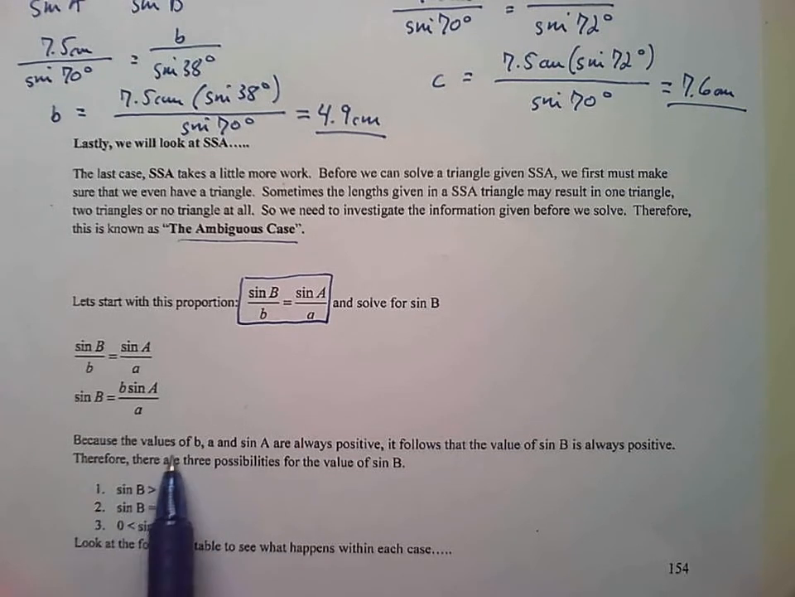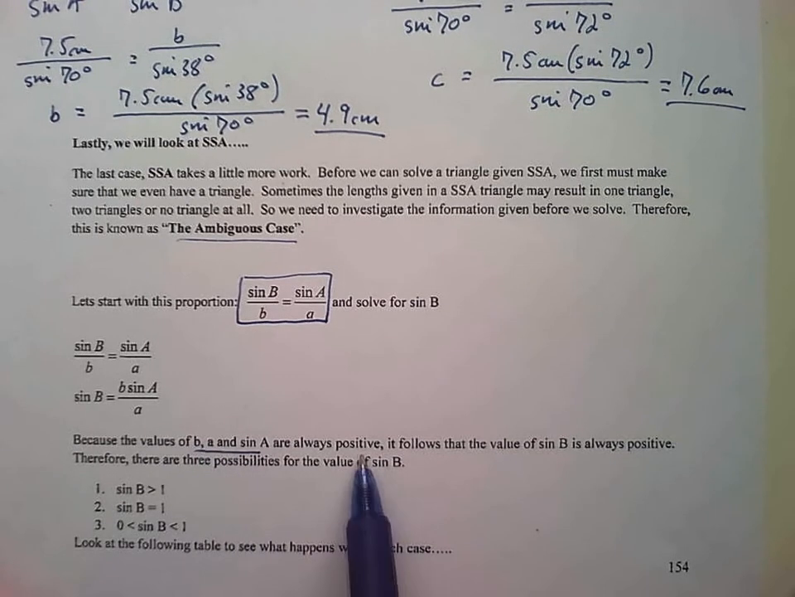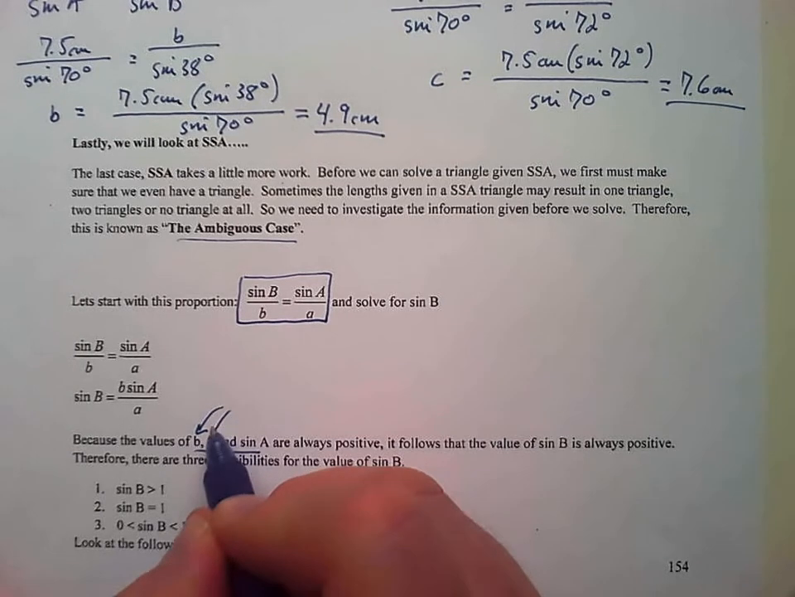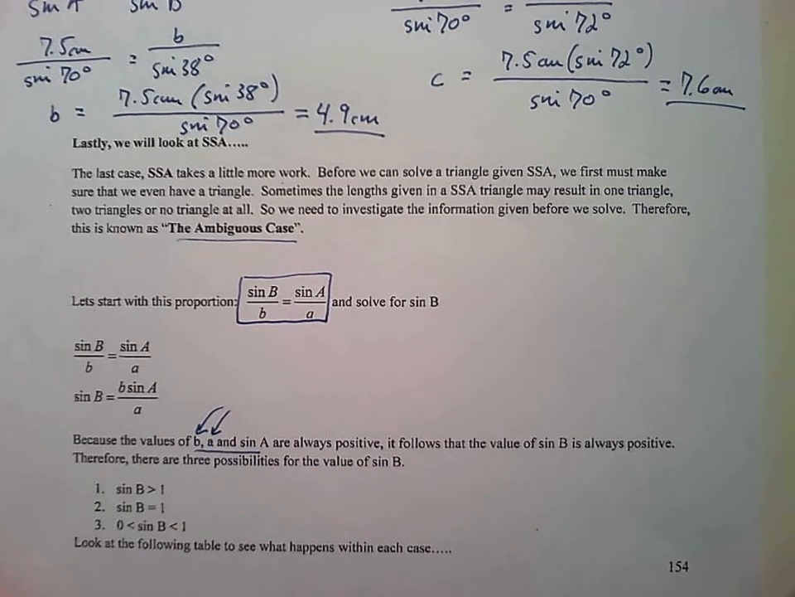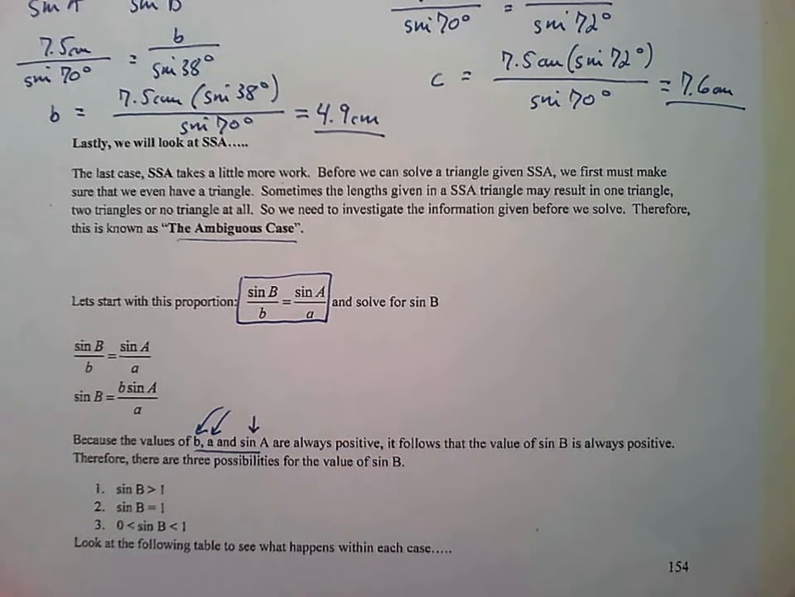It says, because values of b, a, and sine of A are always positive. Now, why are they positive? This is the side of a triangle. The side of a triangle, we can't have a negative length. A is again a side of a triangle, so therefore we want to have that as being a positive length. And sine of A is going to be an angle, so again we want to consider this to be positive. So therefore these three things are going to be positive.